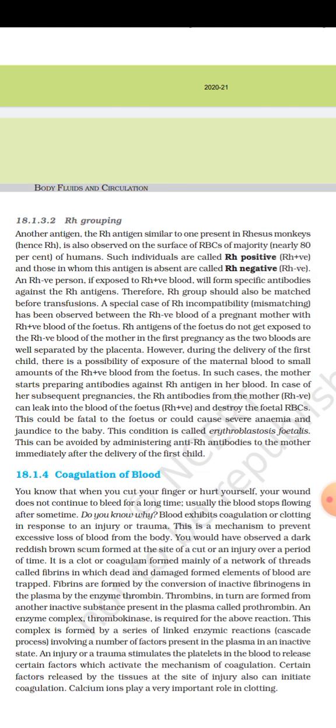In case of her subsequent pregnancies, the Rh antibodies from the mother, Rh negative, can leak into the blood of the fetus, Rh positive, and destroy the fetal RBCs. This could be fatal to the fetus or cause severe anemia and jaundice to the baby. Anemia or jaundice, AJ. This condition is called erythroblastosis fetalis. This can be avoided by administering anti-Rh antibodies to the mother immediately after delivery of the first child.